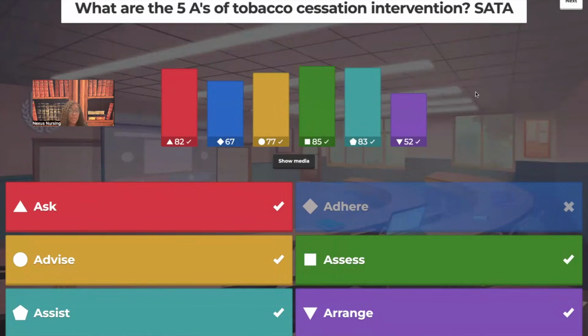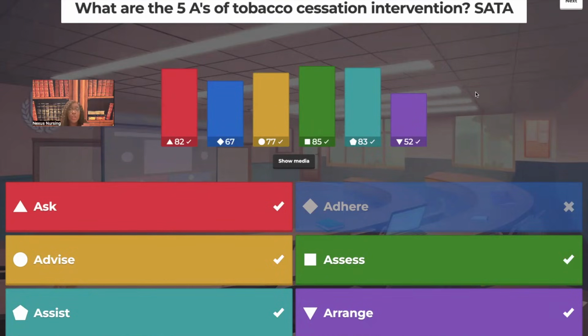Okay, let's talk about this. So it's ask, advise, assess, assist, and arrange. You are going to ask that patient about their tobacco use. The first thing you do is get information. Then you're going to advise them to quit if they do use tobacco. Then you're going to assess their willingness to even try. Then you're going to assist them to try.